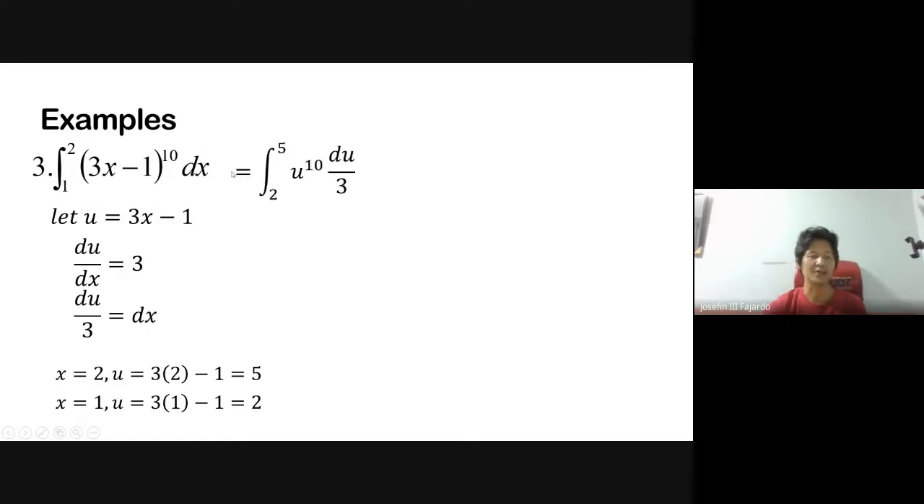So, magiging ganito siya. Okay, malinaw po. So, yung 3x minus 1, pinalitan ko ng u, dx, pinalitan natin ng du over 3. Yung 1, pinalitan natin ng 2 kasi dito, and then yung 2, pinalitan natin ng 5. Okay, malinaw po.